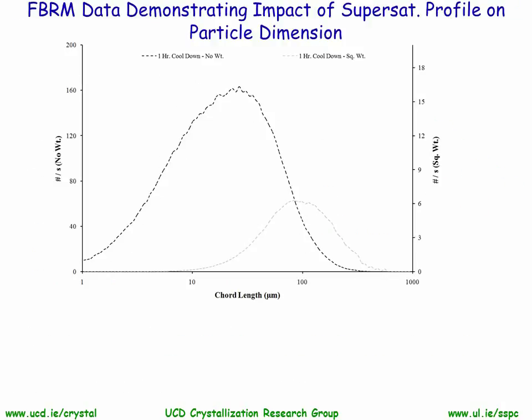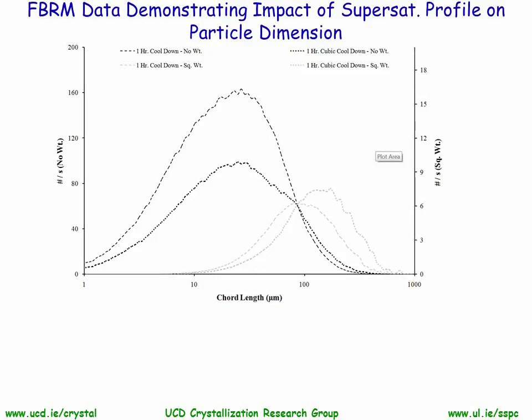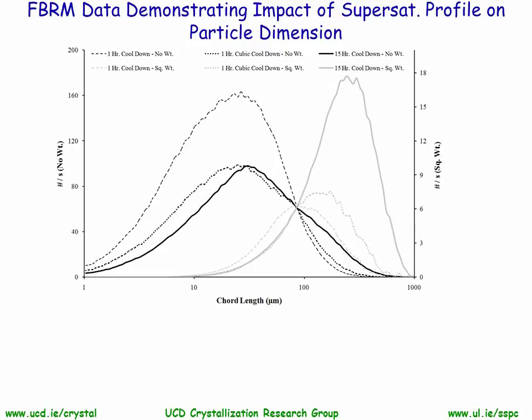So looking at our FBRM no-weighted distributions, which emphasize the fine material, and our square-weighted chord length distributions, which emphasize our coarse material, we can see as we reduce levels of supersaturation by shifting from a linear 1 hour to a 1 hour cubic cool down, we reduce the number of fine particle counts observed per second, and we also increase the number of coarse particle counts observed per second. Furthermore, when we really reduce levels of supersaturation in the batch by desupersaturating along the solubility curve, we significantly reduce the number of fines and increase the number of coarse particles observed per second.